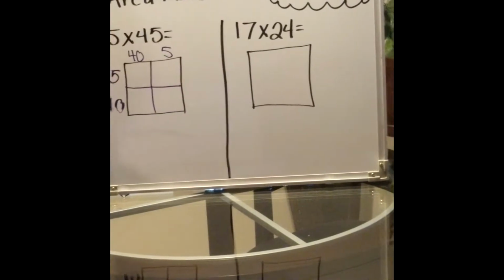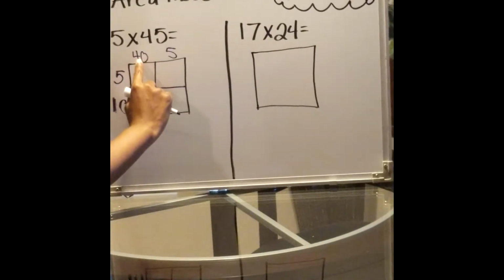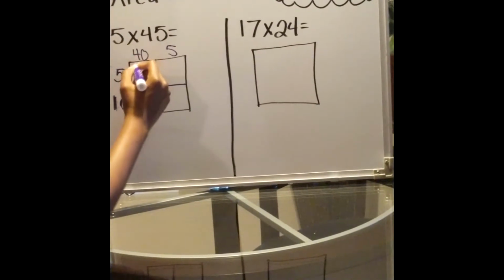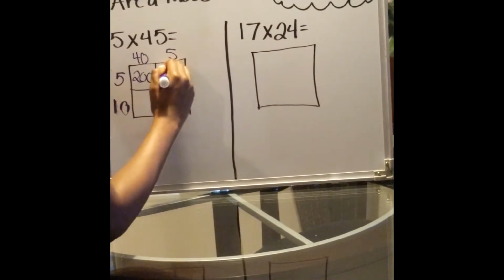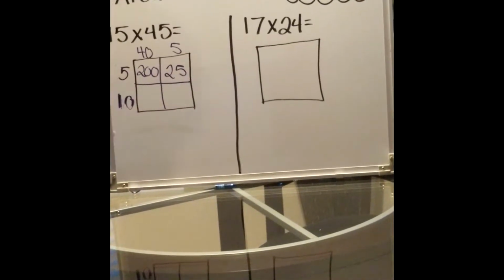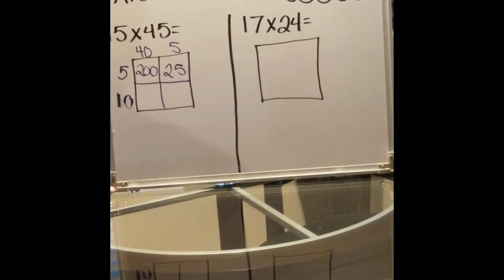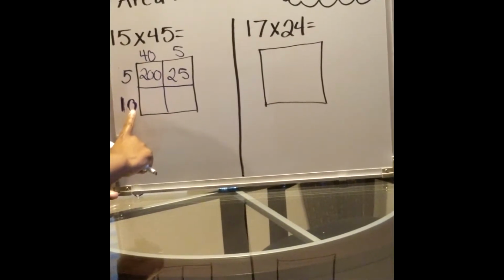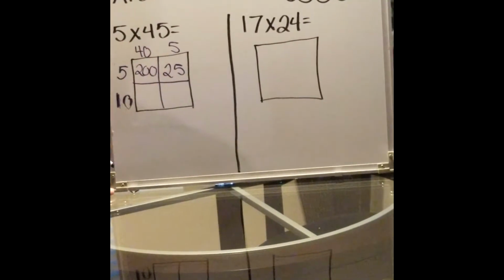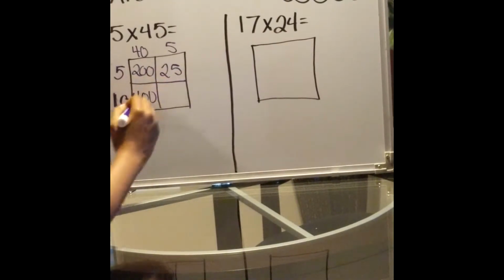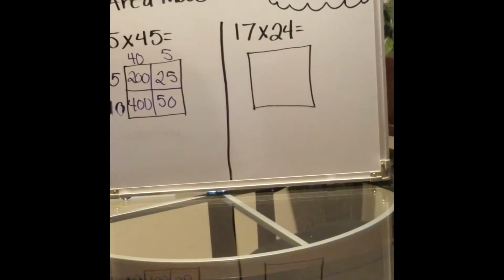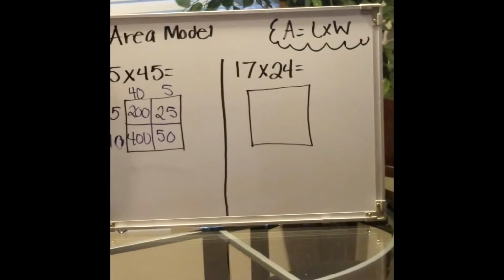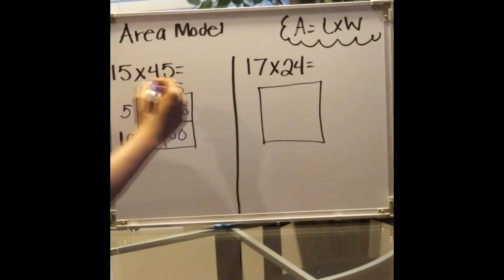So let's do that. So we know that 5 times 40 is 200. We know that 5 times 5 is 25. Now we're going to find the row for the tens. We need 2 more partial products. I'm going to multiply 10 times 4 tens, which will be 400. Then I'm going to multiply 10 times 5 ones, which is 50. Now we have our 4 partial products. Now I'm going to find the sum of the 4 partial products.